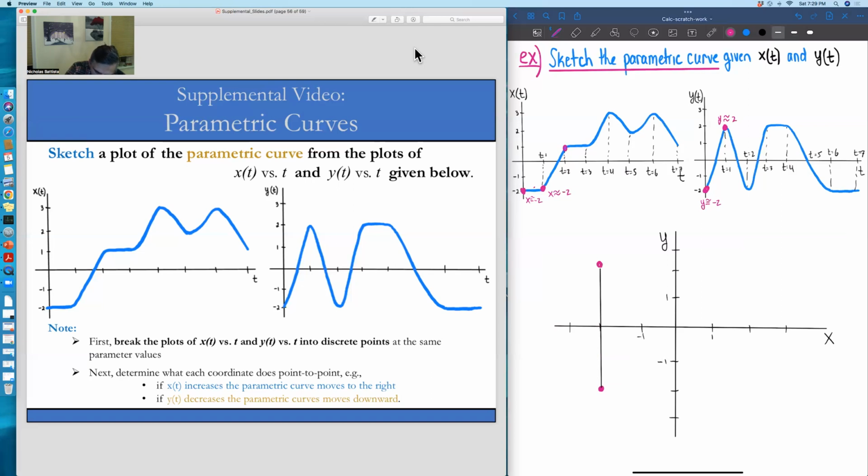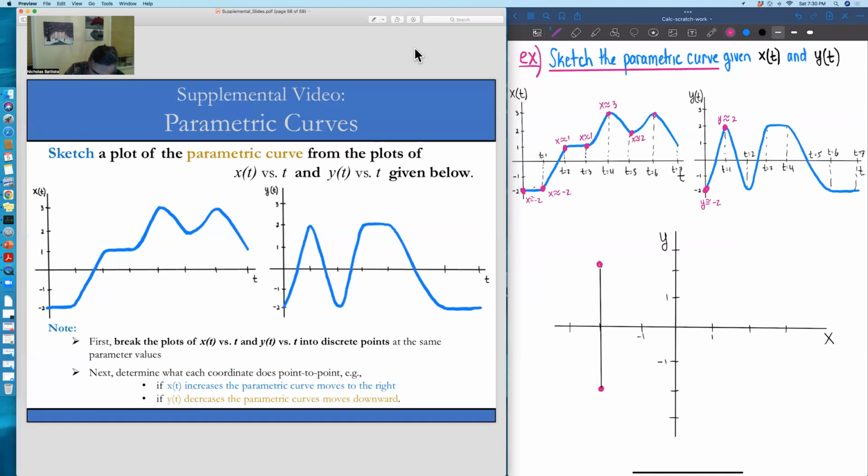When t is 2, our x value is approximately 1. When t is 3, our x value is still approximately 1. When t is 4, our x value is now approximately 3. When t is 5, our x value looks like, I guess, approximately 2.